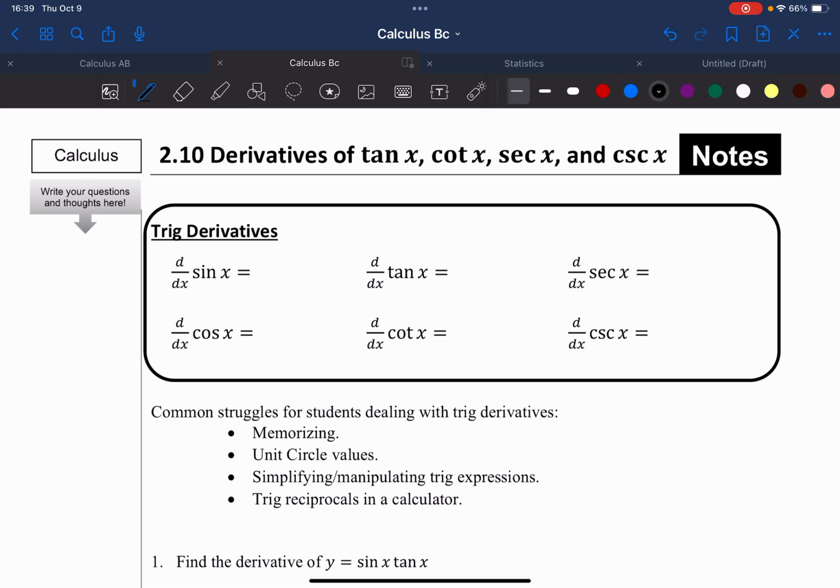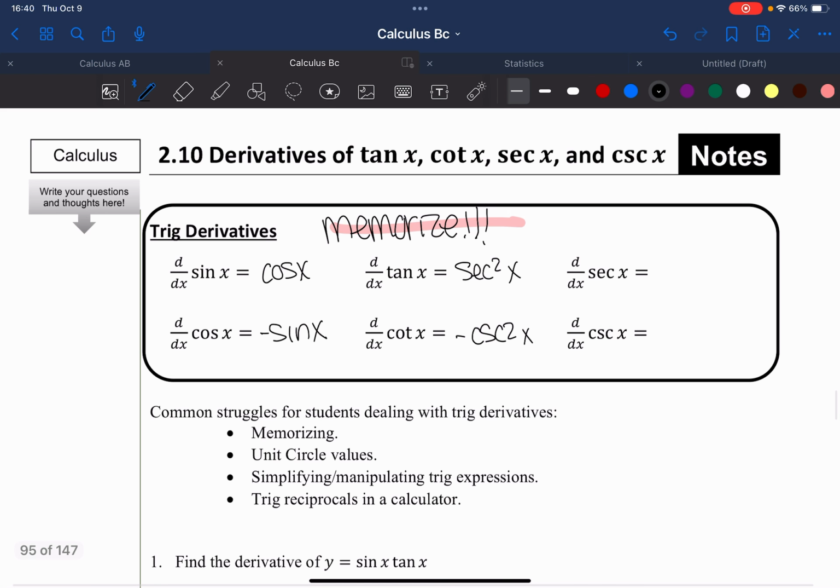Okay, this is 2.10 notes, derivatives of tangent, cotangent, secant, and cosecant. This is another one of those things where you just need to memorize all of these trig derivatives. We already know that the derivative of sine is cosine, and the derivative of cosine is negative sine. Well, the derivative of tangent is secant squared x, and the derivative of cotangent is negative cosecant squared x. The derivative of secant is secant times tangent, and the derivative of cosecant is negative cosecant times cotangent.